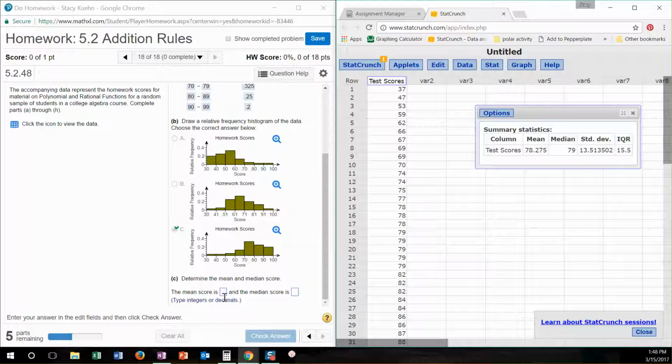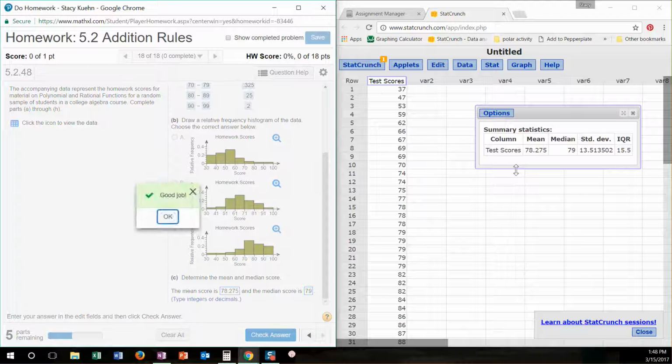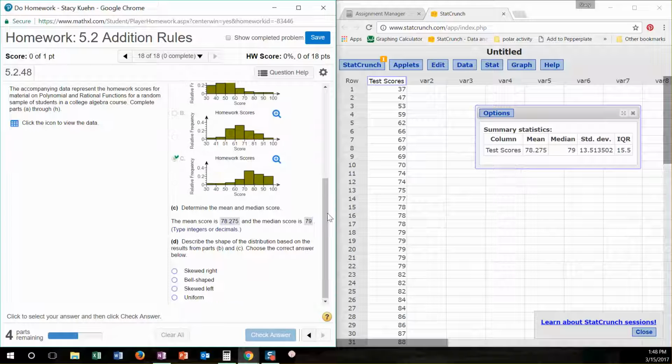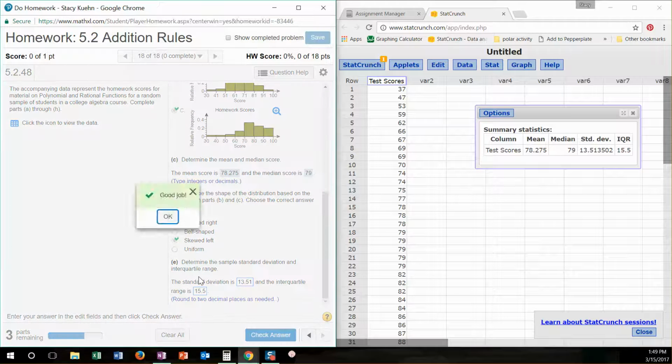When I type in the mean for the test scores, that would be 78.275, and 79 for the median, which I got right. Then it asks me some other questions that I would need to answer here. It asks me for the standard deviation, which I can find using the summary statistics that I already did. So we have 15.5. Got that right.